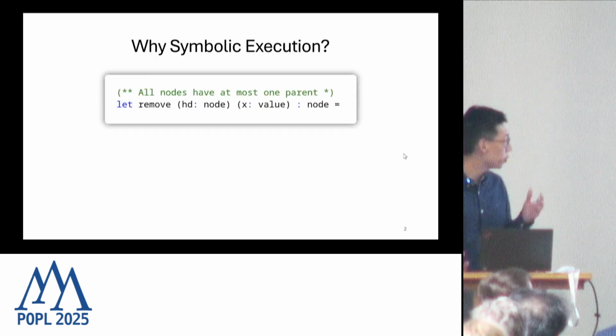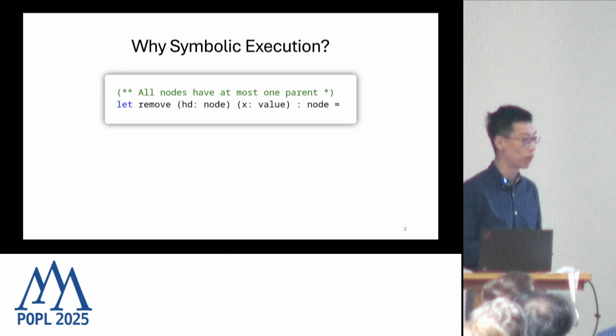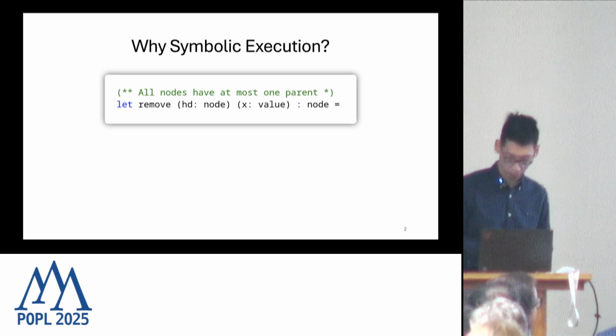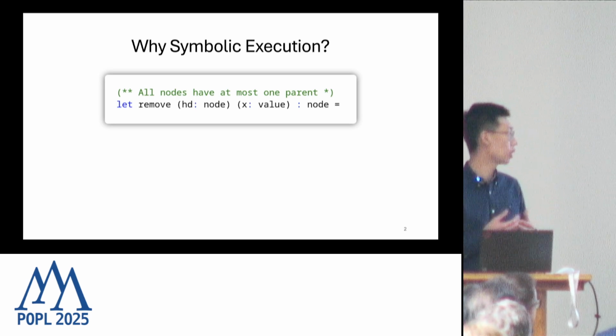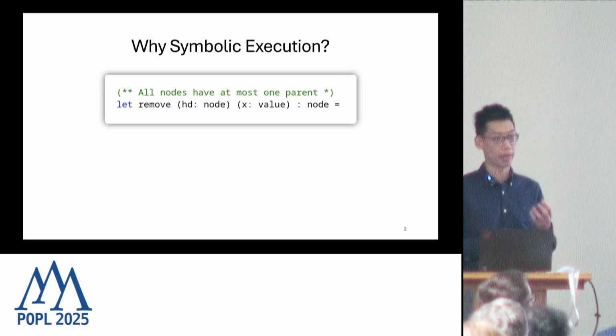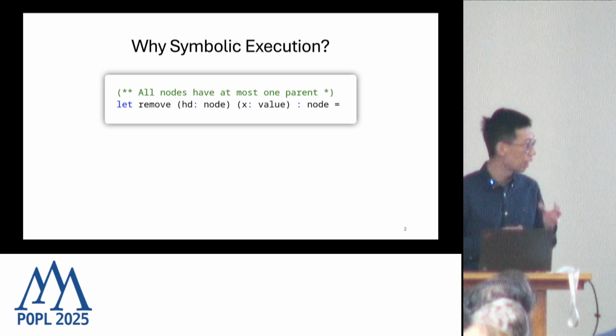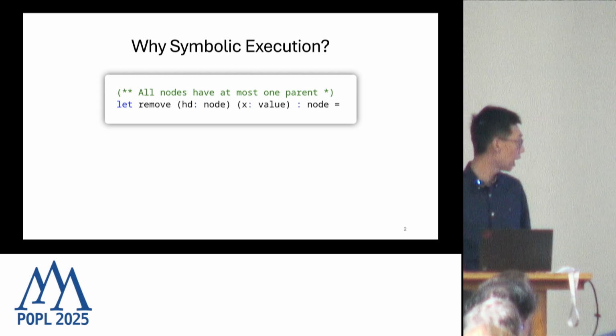Before we dive into derivative-guided symbolic execution, let's first look at a common mistake when we manipulate linked lists. When we try to remove all nodes of value x from a linked list, we might make a mistake and accidentally have one node with two parent nodes. Well, how can that happen?